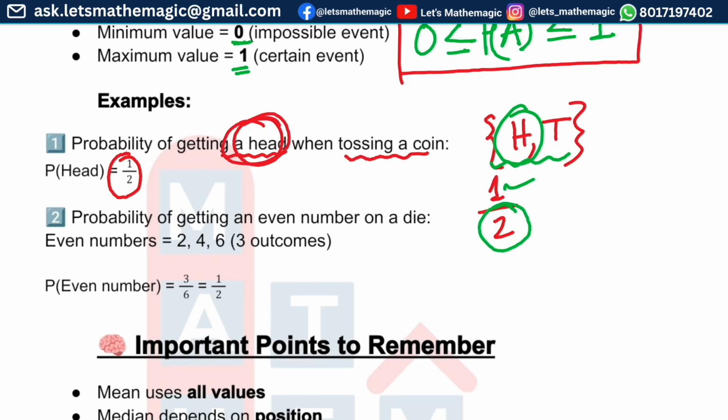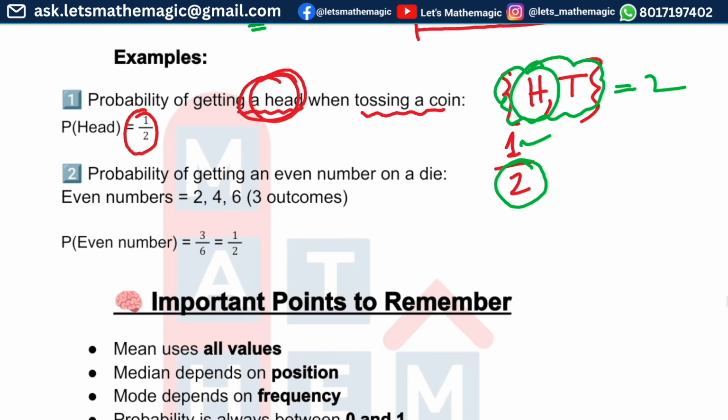So how many total outcomes can you see? Head and tail. So there are 2 outcomes, right? So it's 1 by 2. Clear? Next example, let me clear all this.